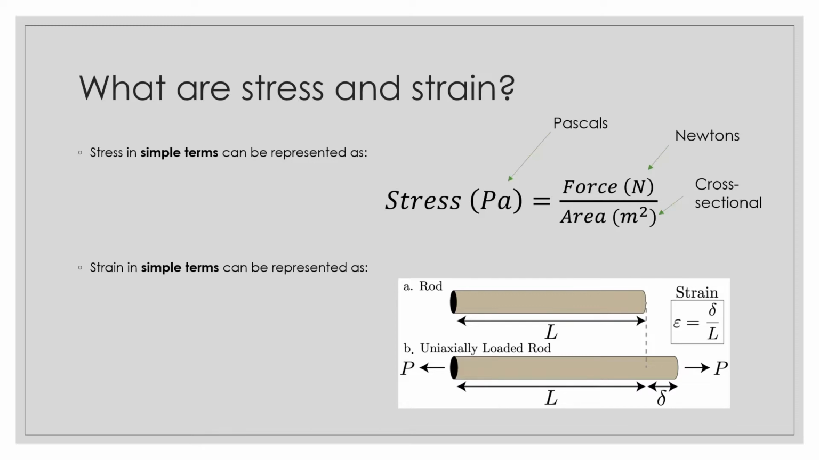Strain is just the change in length, for instance, for this example here, a uniaxially loaded rod. So it's just the change in length over the original length. That's a dimensionless unit. It's just a representation of what's occurred as a stress has been passed through a cross-sectional area.